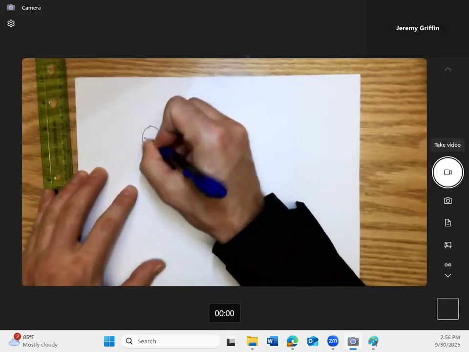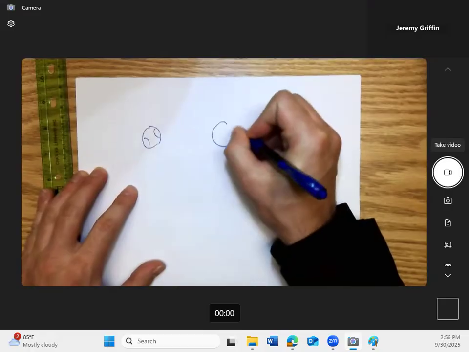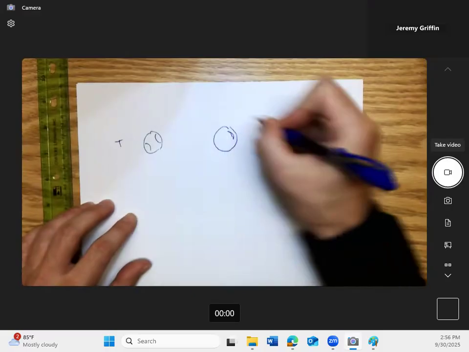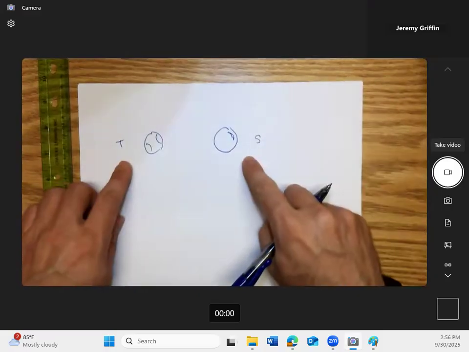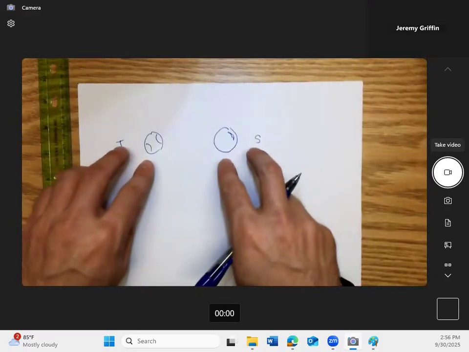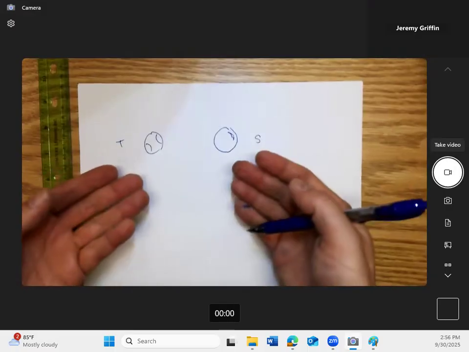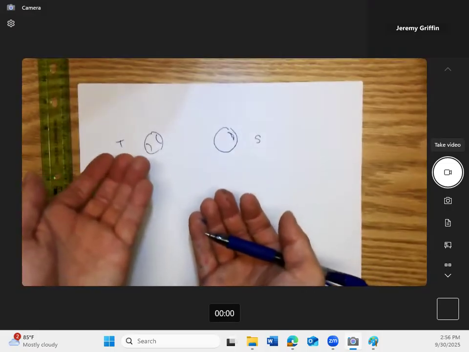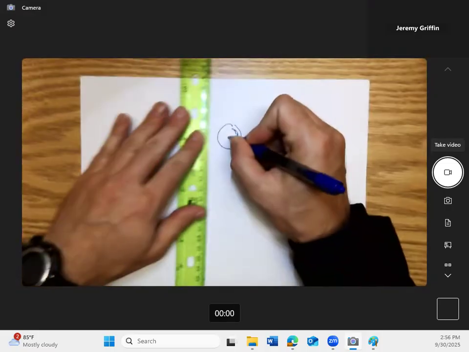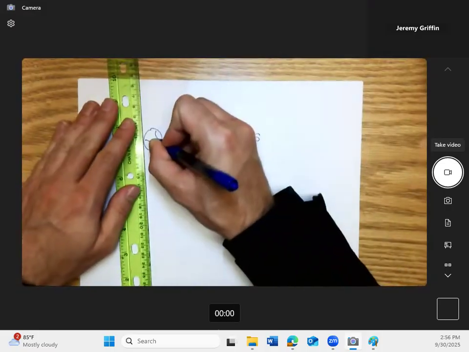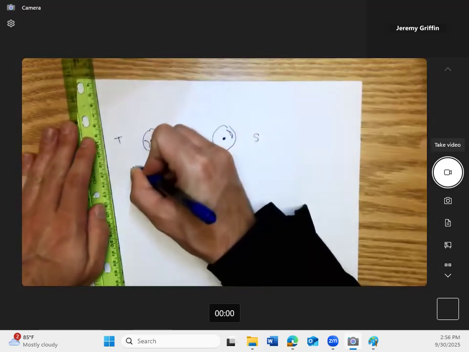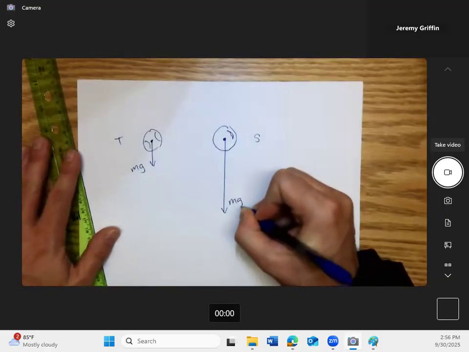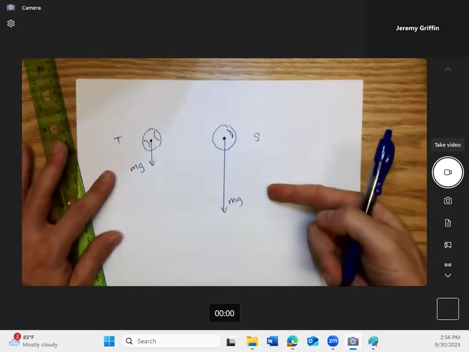So they said a tennis ball and a solid steel ball. Could this be T for tennis and S for steel? Now, if they have the same diameter, I guess they have the same volume, both spheres. But if you hold these in your hand, would the steel be super heavy and the tennis ball kind of light? So if I drop them at the same time, then maybe the tennis ball has a free body diagram that looks like this. The steel ball has a free body diagram that looks like this. Different mass, different weight.